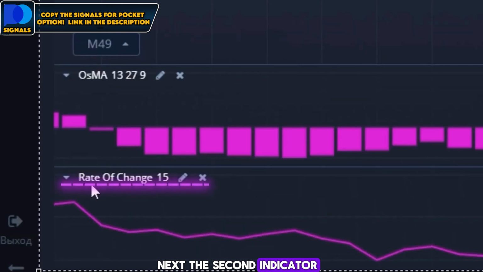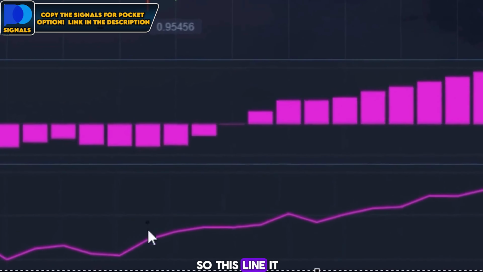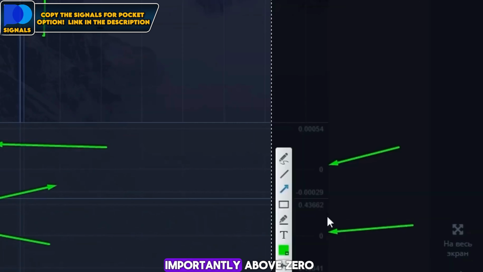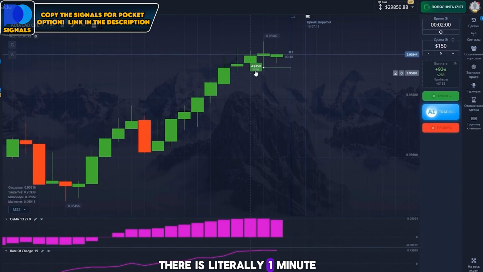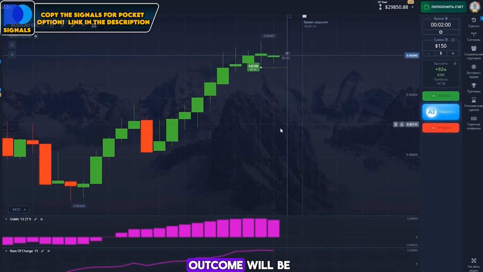Next, the second indicator, rate of change, is also directed upwards. So this line, it is visible that it is going up, directed upwards, and most importantly, above 0. Because of this, it is the second signal for an upward movement. There is literally 1 minute, 50 seconds left until the end of our trade. Let's see what the final outcome will be.